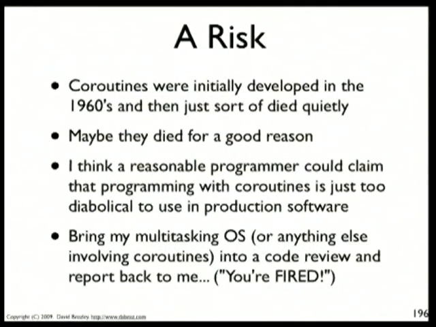Another risk is that I'm still wondering why coroutines kind of died in the 60s. It occurs to me that maybe there was a good reason why a lot of programming languages did not adopt this. I can't say for certain, but it's like Jason from Friday the 13th: you definitely don't want it coming back alive, or some horrible thing is going to happen. I just don't know.